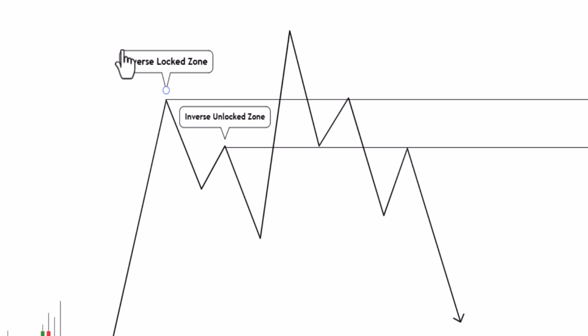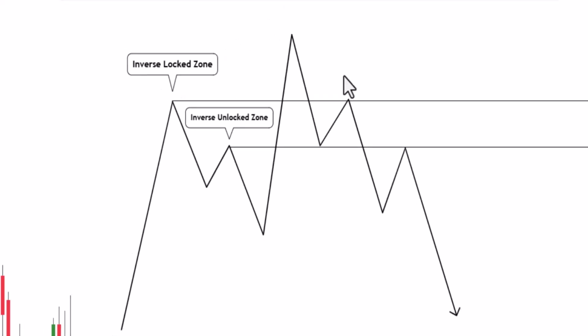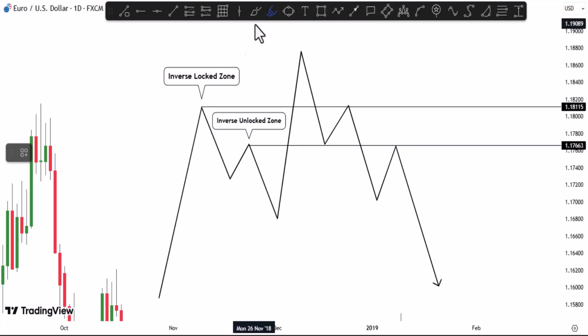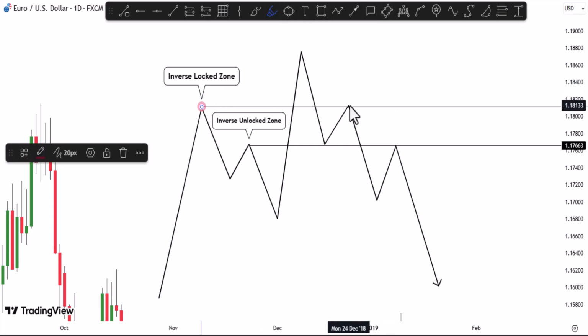The first key element is price rejection. When price approaches a major level and strongly rejects it, traders often assume that the level is strong support or resistance. This is the inverse locked zone. However, the market isn't always that simple. Price can later revisit the same area and break through, unlocking the zone and triggering a new trend.